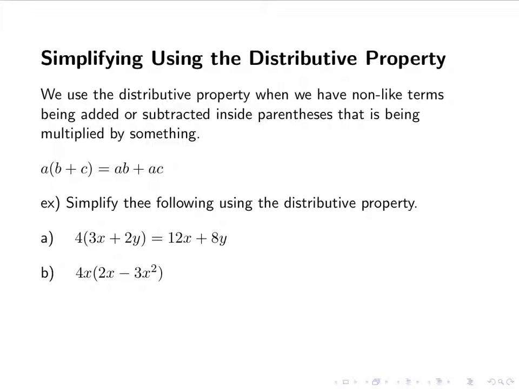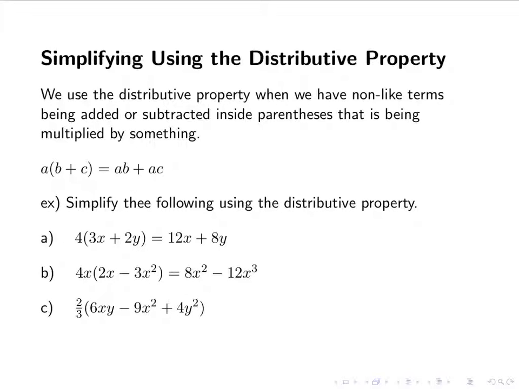4x times (2x minus 3x squared). So we have to remember what to do when we have things like x times x. So x times x by definition is x squared. So 4x times 2x is 8x squared. And then 4x times 3x squared would be 12x cubed. If I have x times x times x, that's x cubed.